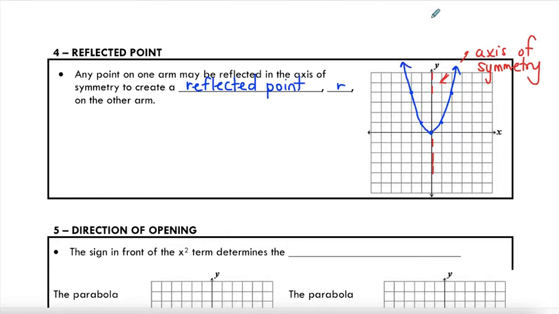So here again, here is my parabola, here is my axis of symmetry. If I have a random point, let's say it's this point right here, I notice that this point is 2 units away from my line of symmetry. So directly opposite of that would be the other point. The reflected point would be 2 units from the other side. So these 2 points would be reflected points right here.